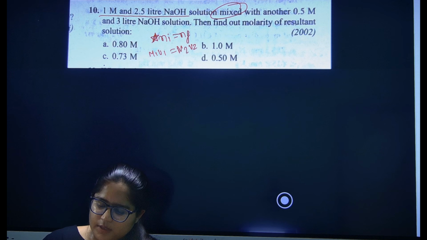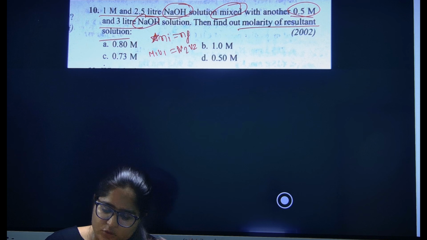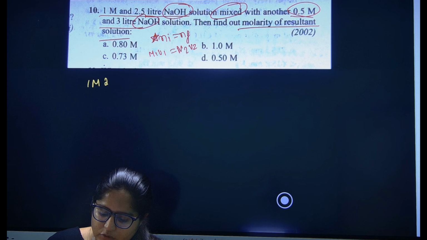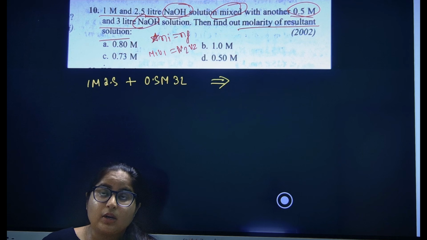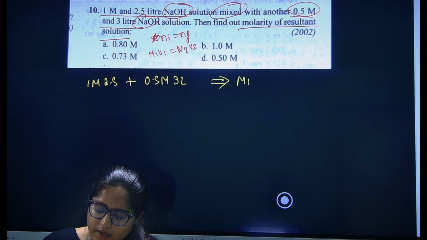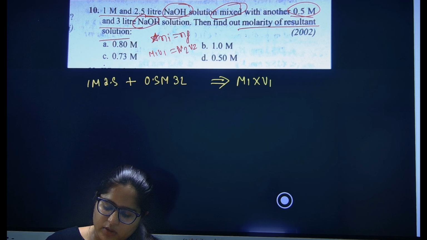The other is 0.5 molar and 3 liter, and the NaOH compound is the same. Then find the molarity of the resultant solution. Let us find out. Here 1 molar 2.5 liter is mixed with 0.5 molar 3 liter, and they are asking the molarity of the mixture. What will be the volume? The total volume, right? Now let us solve.